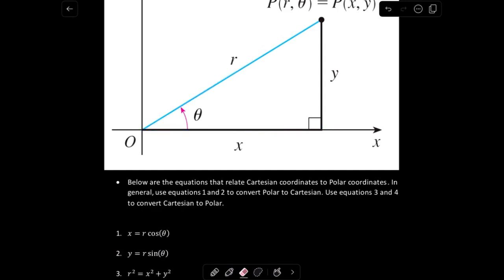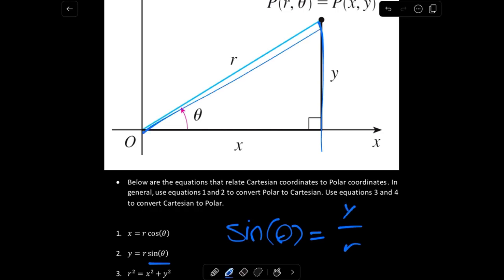And I'm sure you can see how we get the second equation. Same logic. We have sine theta. Sine theta is opposite over hypotenuse. Opposite is y. The hypotenuse is r. And what we're going to do is take that r over and multiply it on that side. And what we'll get is y is equal to r sine theta. So that's how you get equations 1 and 2.